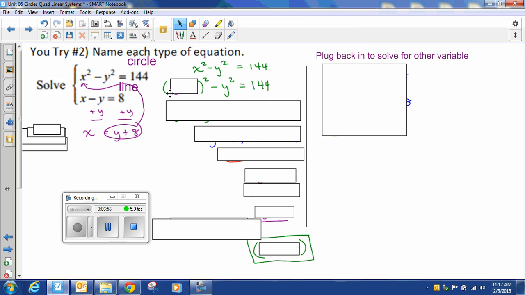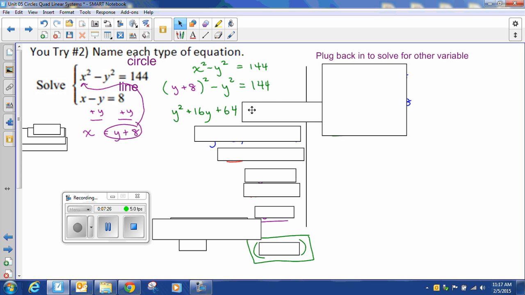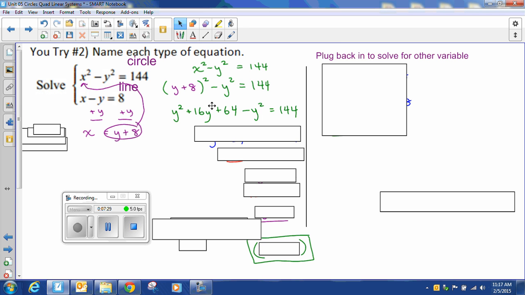So what I have is I've rewritten the circle equation with a large empty parentheses squared, so that when I make the substitution, I don't forget that I must square this binomial, which means I must FOIL. That's the biggest mistake. You must FOIL this, giving you y squared plus 16y plus 64. And the rest drops down. We're going to combine like terms. This is going to cancel each other out nicely because y squared minus y squared is 0.